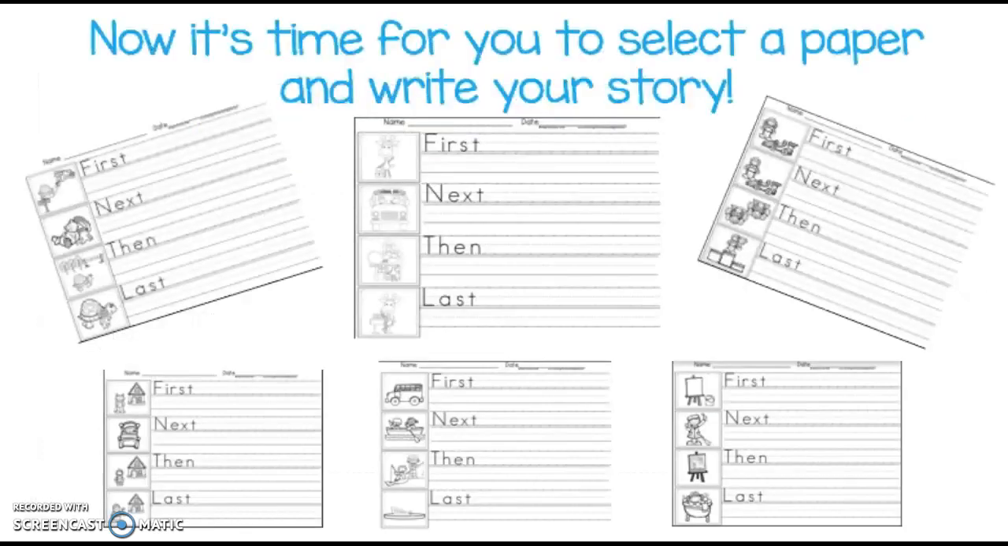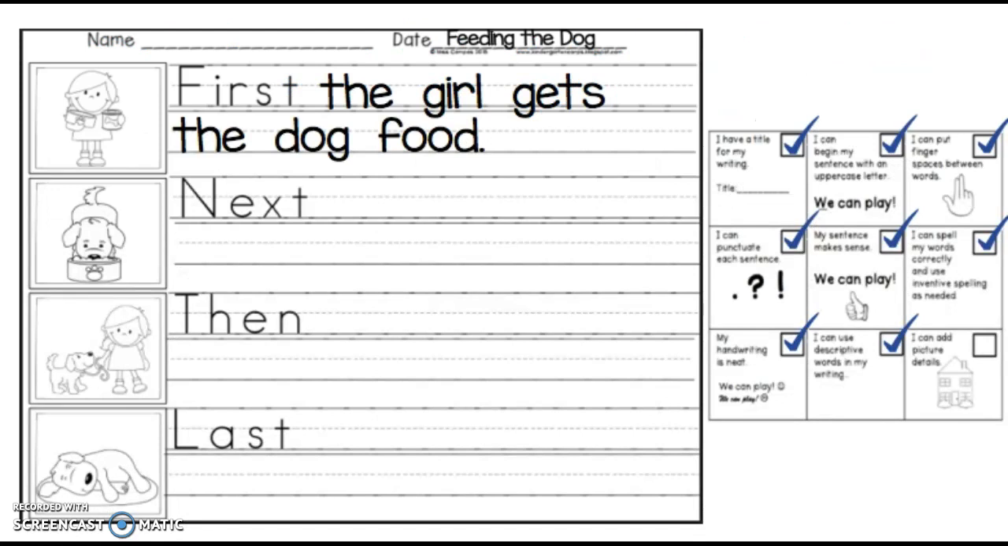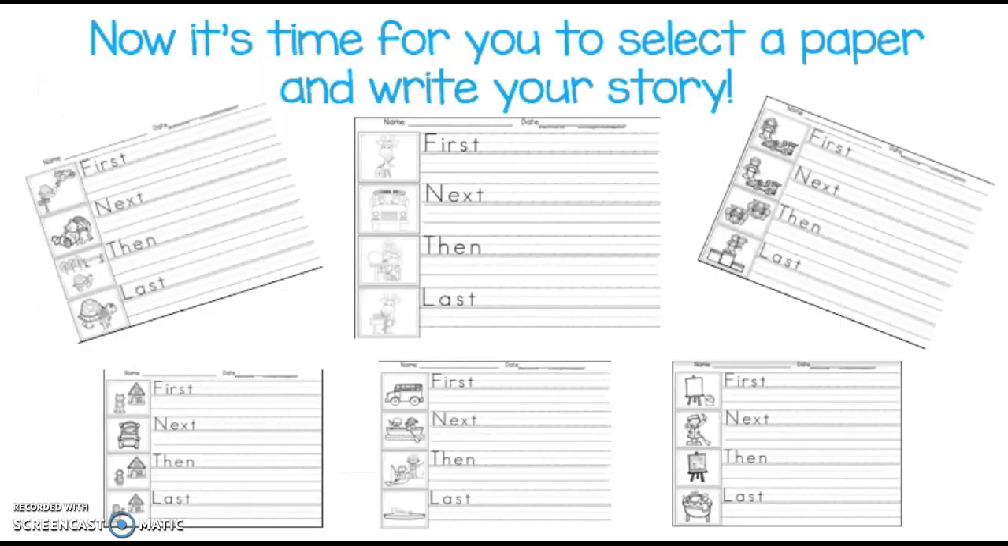So let's see. Now it's time for you to select a paper and write your story. Let's go back and look at what I did. I made sure that I wrote my first sentence and I checked everything, and now I'm going to erase all my check marks and start writing the next sentence.